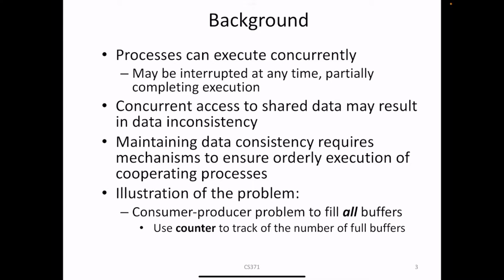Nowadays, due to the development of computer technology, we may have multiple CPUs in the computer system and multiple cores in each CPU, right? Therefore, processes can be executed concurrently or even in parallel. During process execution, an interruption could happen at any time, which results in only part of the process getting executed, and multiple processes may concurrently access the shared data.